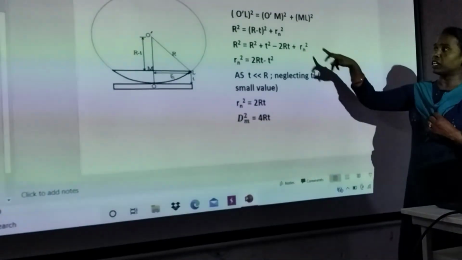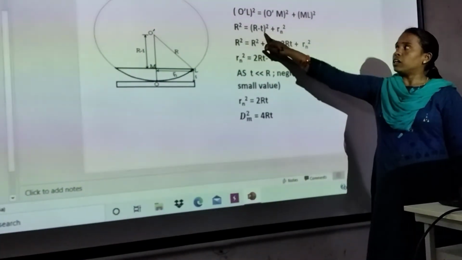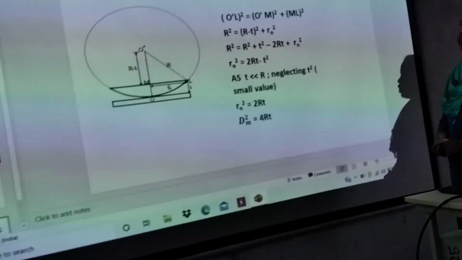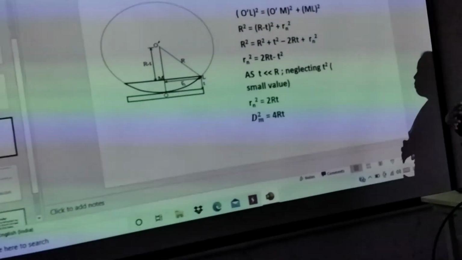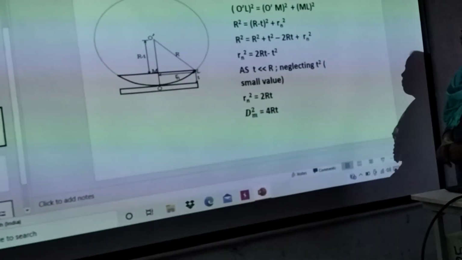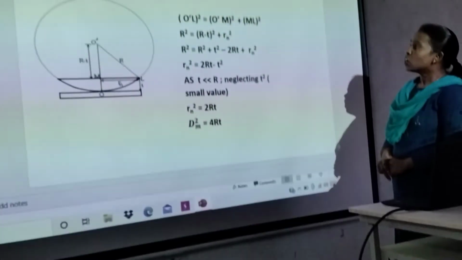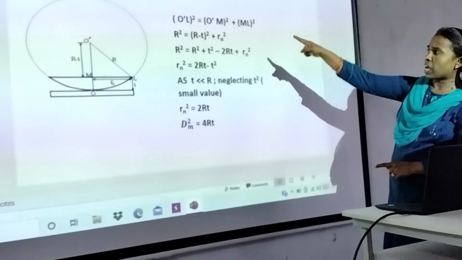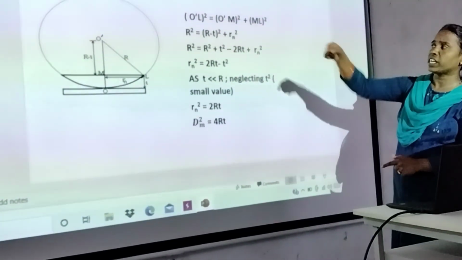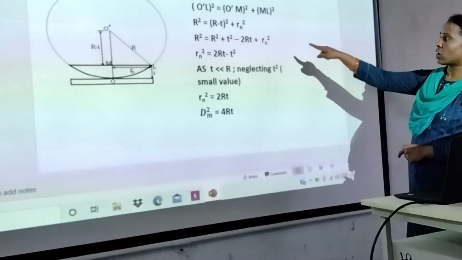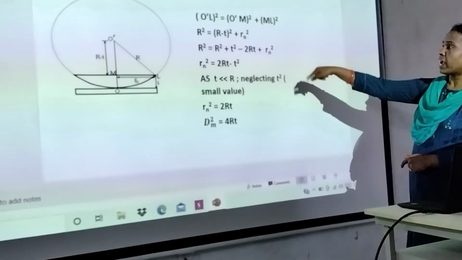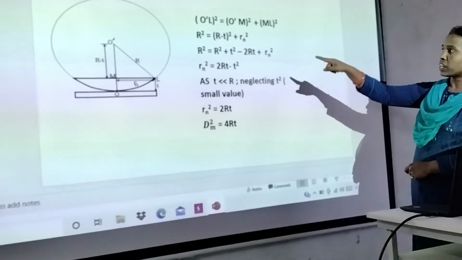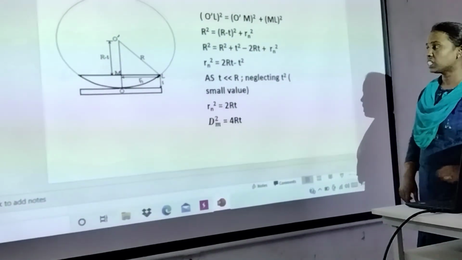So Rn square. If I expand this, what will become? It will become capital R square equals capital R square plus T square minus 2 capital R T plus Rn square. I will get cancellation of R square and R square then. So what will be left? Rn square will be this side and the remaining terms will go to that side. So what I will get? Rn square equals 2 capital R T minus T square.